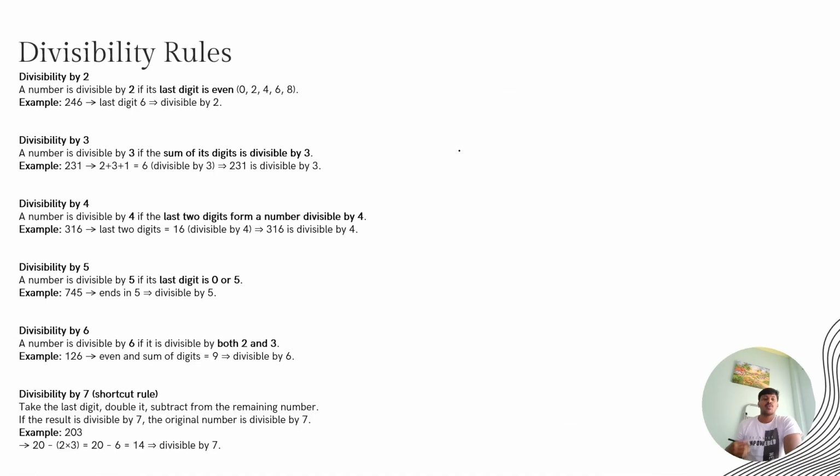Then, what about 10? We know if the last unit digit is 0, that number is divisible by 10. So we are going to discuss one more, that is 11.